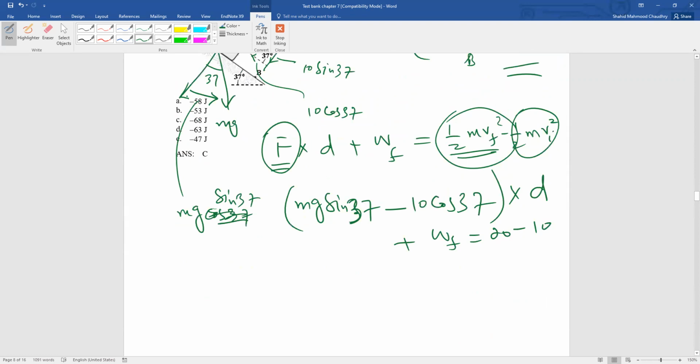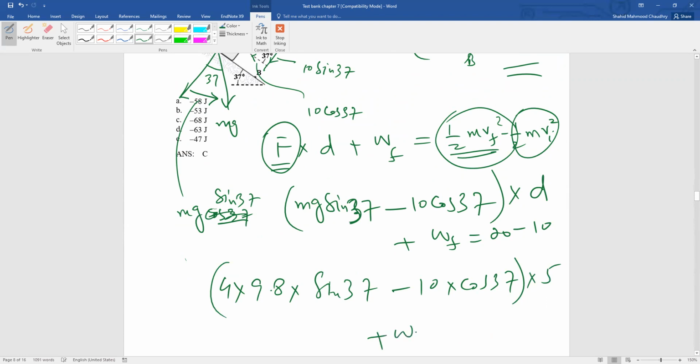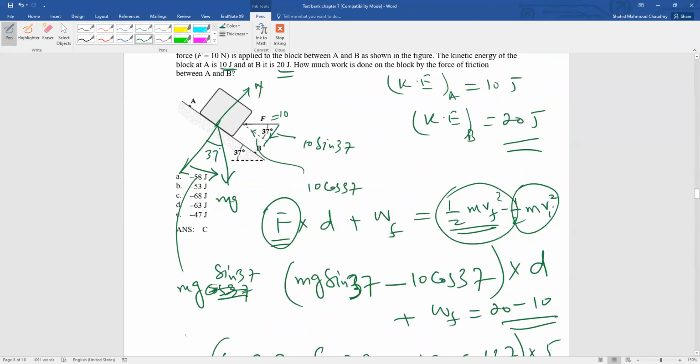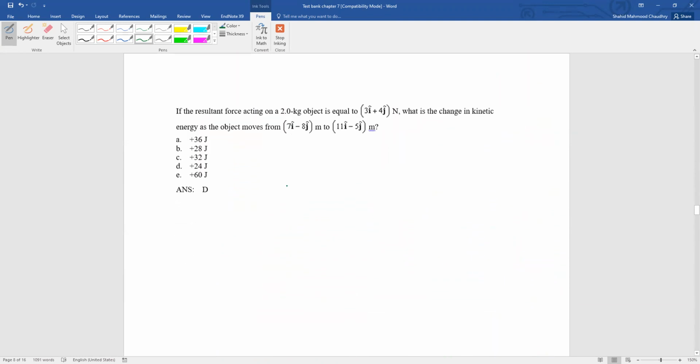Okay. So you can put the values: 4 into 9.8 into sine of 37 minus 10 into cos of 37, into d, and d is 5, plus Wf is equal to 10. So here you can subtract this factor on this side and get the answer. This is the way. So the problem here is the net force. How to find the net force? You can make the components and then find the net force.